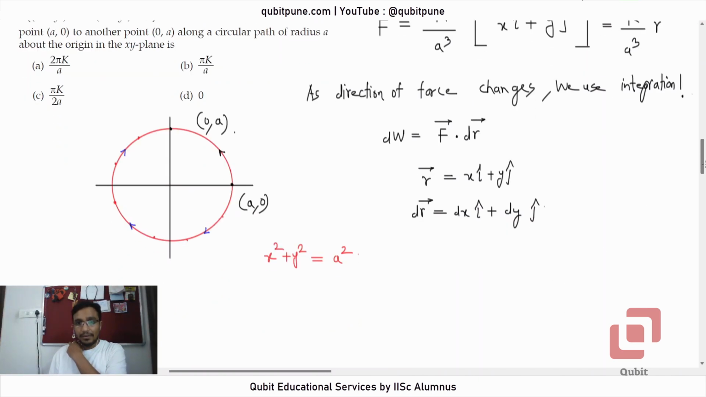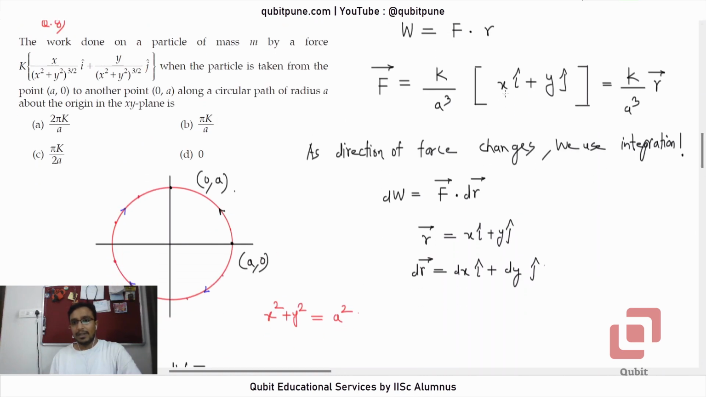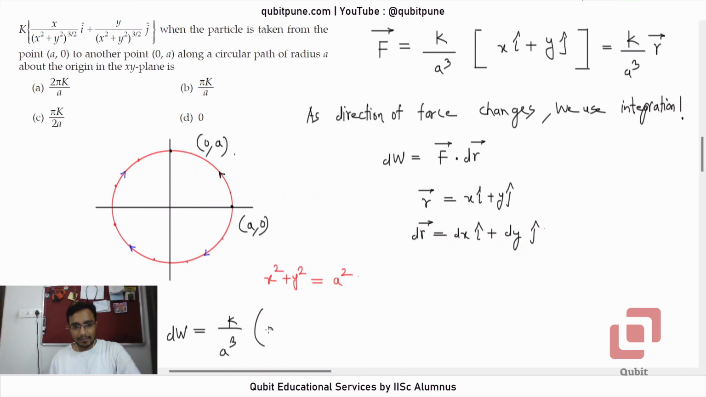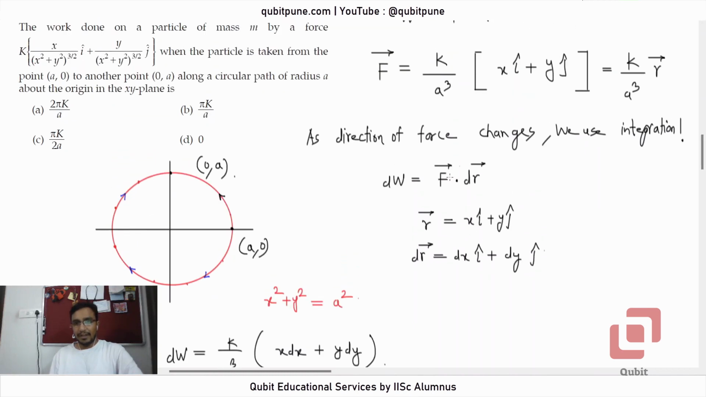So the elementary work dW can be equal to, now the dot product will give k by a cube as it is, into x dx plus y dy. Do you follow till this? F bar dot dr bar: this is x i cap, dx i cap, so dot, and that is y dy. You got it.